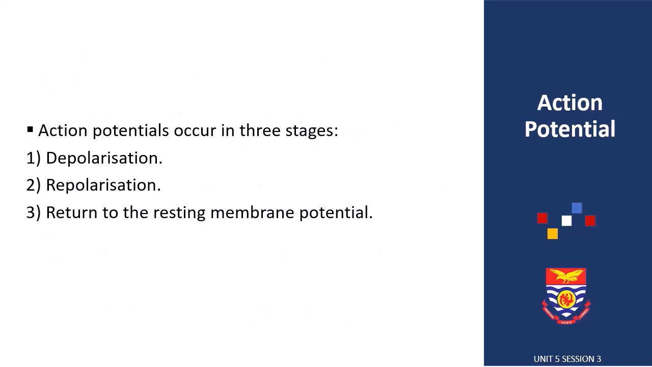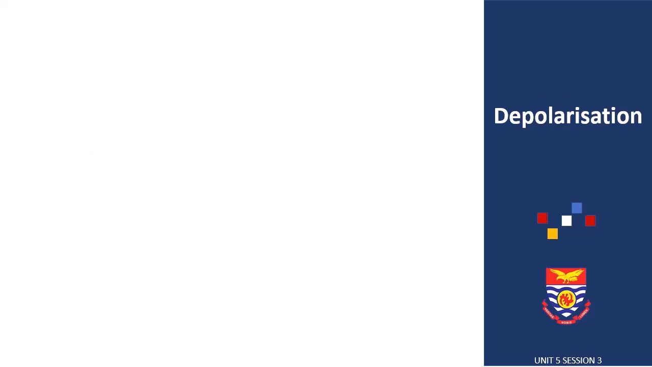Action potential occurs in 3 stages, and these are depolarization, repolarization, and returning to the resting membrane potential. Now let's have a look at depolarization as one of the stages of action potential. When a factor causes the membrane potential to become less negative, we term it as depolarization.